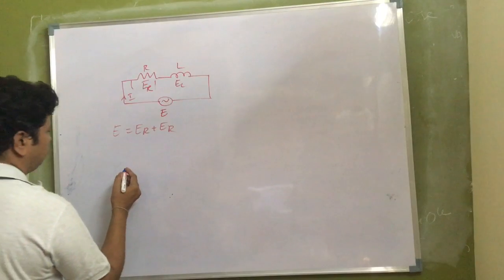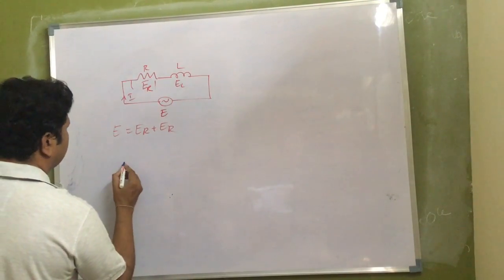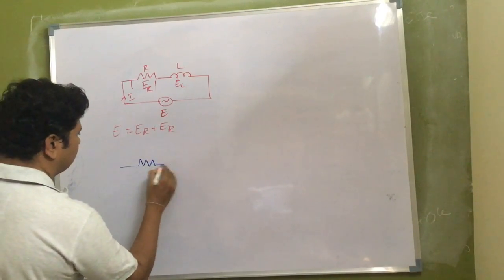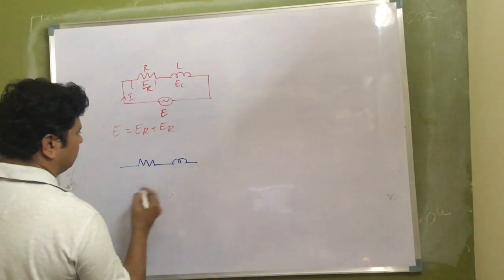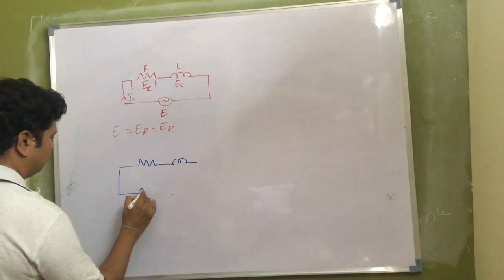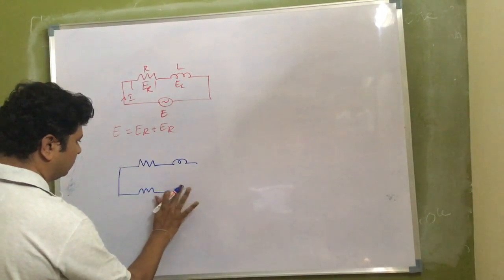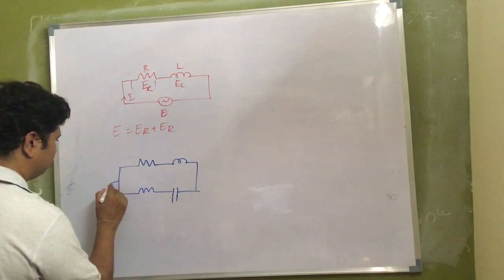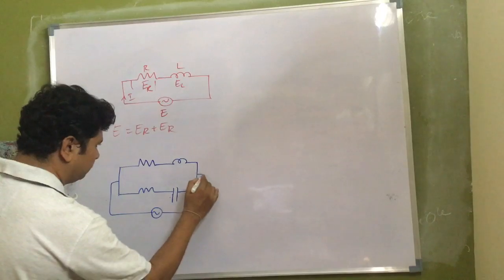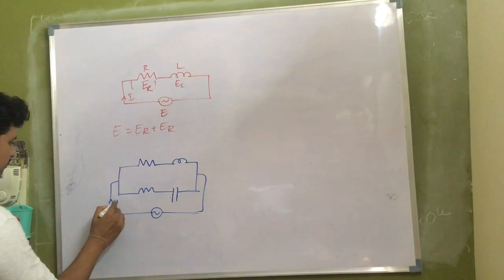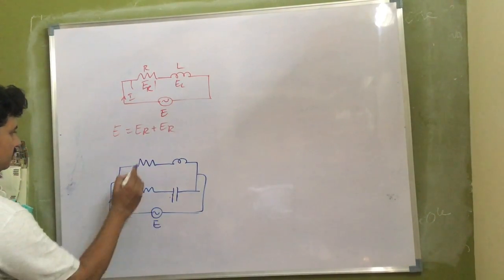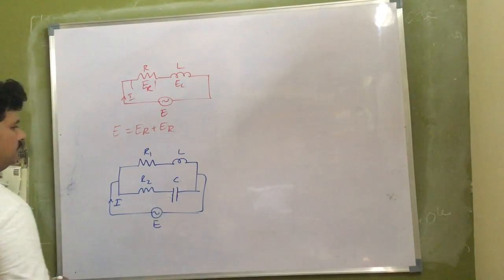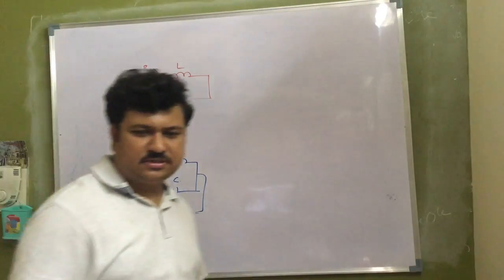Now I will draw the second circuit: R, L, R2, C. Now I have two circuits.